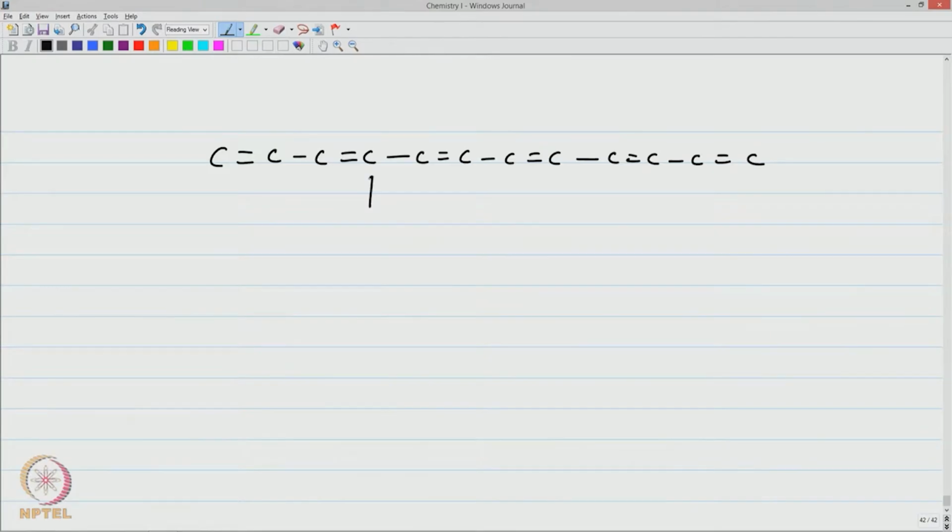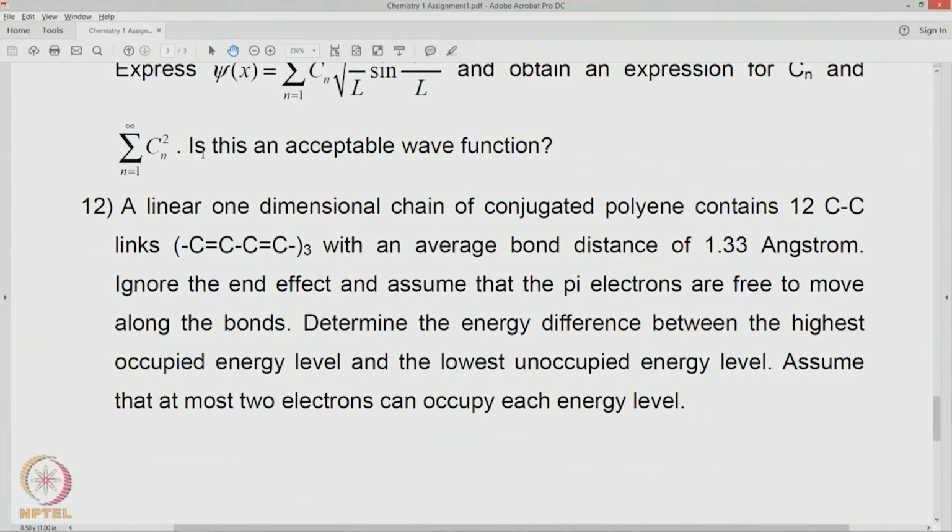So, you have 4 units, another 4 units, and another 8 units, and this is the edge, the 2 hydrogens, and I have not given you the hydrogens in between. For the problem, the hydrogens are not relevant. What is the problem? Given this and the average bond distance being 1.33 angstrom, we want to use the particle in a one-dimensional box model to understand the properties of the electrons.